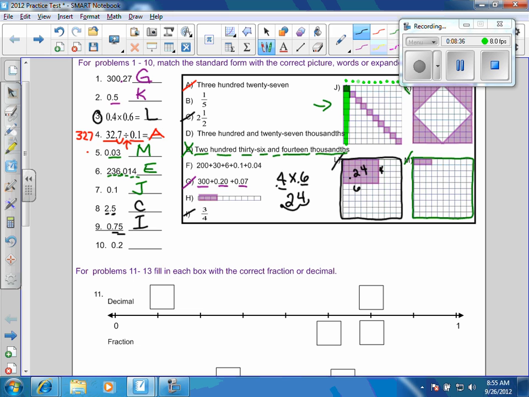Sasha. For 10? Yeah. 2/10 is B. It's 1/5.